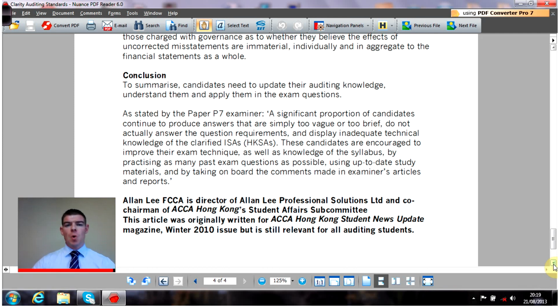In the examiner's reports, it is stated that candidates do know the background of the ISAs, but they cannot practically apply these rules in a scenario that's posed in a question. So therefore, it's key to practice a number of exam questions to understand how to apply the clarity ISAs.